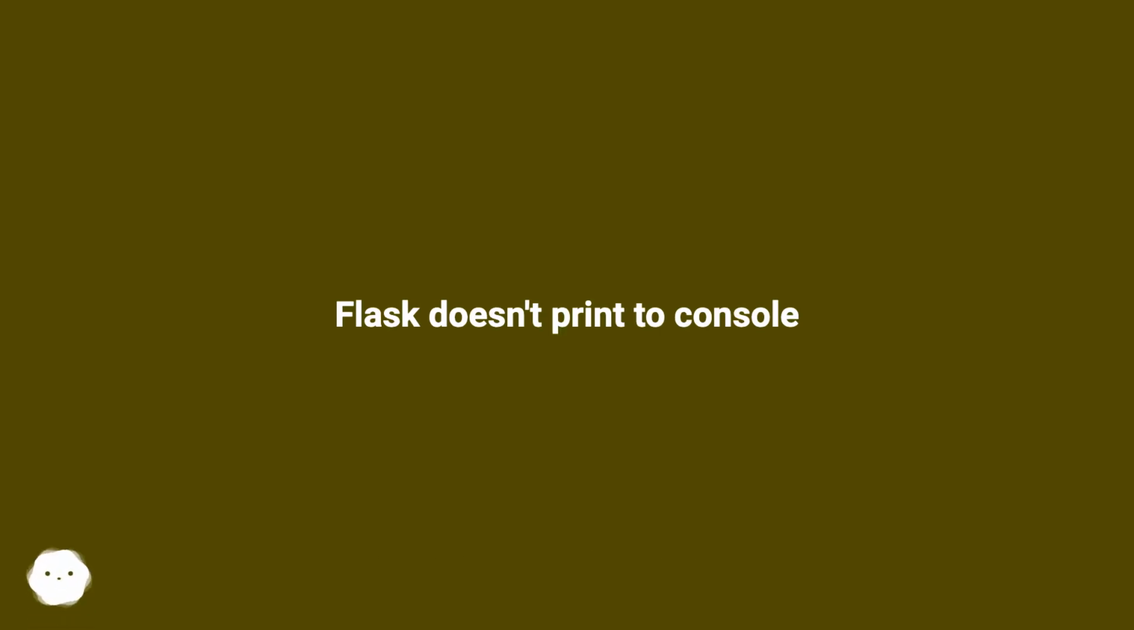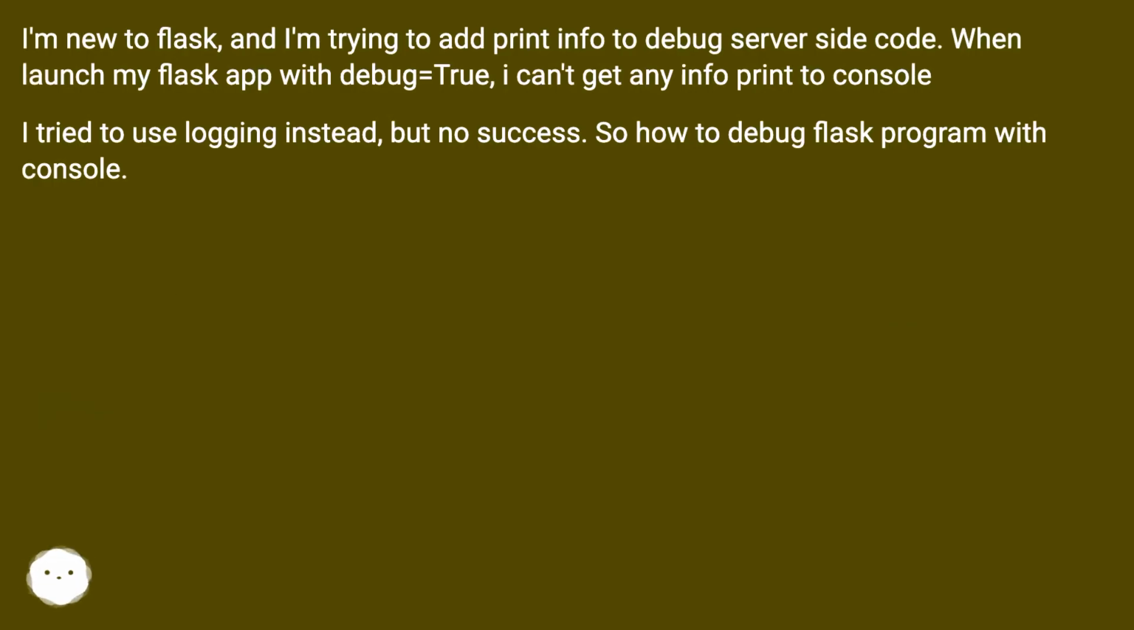Flask doesn't print to console. I'm new to Flask, and I'm trying to add print info to debug server-side code. When I launch my Flask app with debug equals true, I can't get any info printed to the console. I tried to use logging instead, but no success. So how do I debug a Flask program with the console?